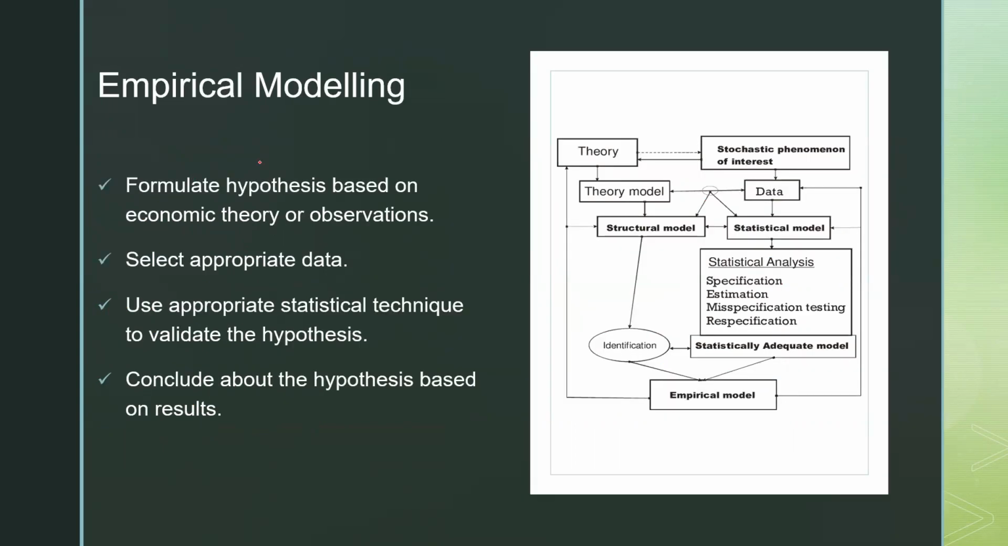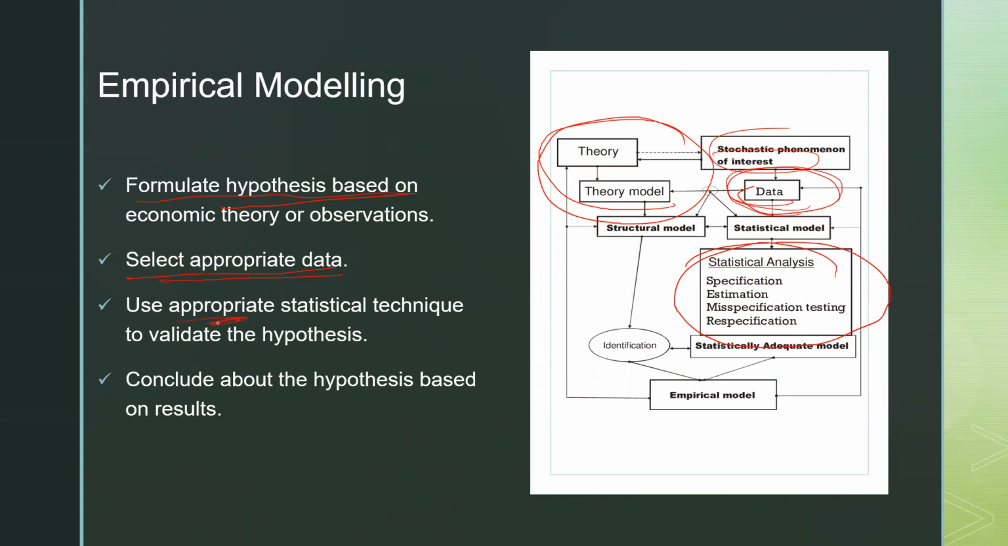What is empirical modeling? In empirical modeling, you first formulate the hypothesis. First you see some economic theory, and based on that, you form some hypothesis. Then once you form the hypothesis, what do you do? You choose proper data so that you can validate the hypothesis that you have derived from the theory or from the observation. Then, according to that, you have to choose appropriate statistical techniques.